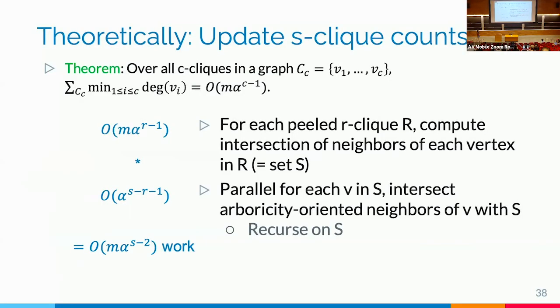And now to talk about the bounds in a bit more detail, essentially this theorem allows us to upper bound the first step, where we find the intersections of the vertices in every r-clique, by m alpha to the r minus 1. And then we multiply this with the factor of alpha to the s minus r minus 1. And this is because of the arboricity orientation. We only have to iterate through the arboricity-directed out-neighbors of every vertex. And so in total, this gives us m alpha to the s minus 2 work. And this is actually a nice result because m alpha to the s minus 2, if you recall, were our work bounds for s-clique counting to begin with. So the bounds for the peeling process actually match the original bounds just for s-clique counting.